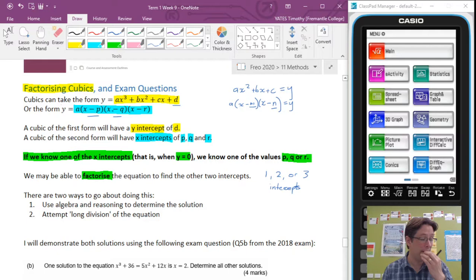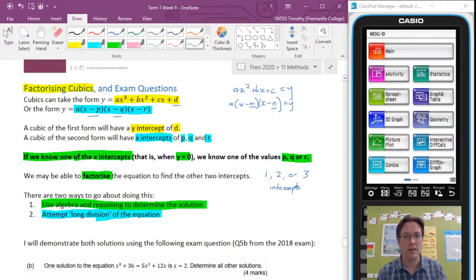So there are 2 ways to go about doing this. We can use algebra and reasoning to determine the solution, or we can attempt long division of the equation. Now, I am going to showcase both of these methods. You're welcome to use whichever one makes more sense to you. The algebra and reasoning method I quite like because it makes sense to me. The long division one works, but it's a fairly complex algorithm that is easy to make mistakes with, but some people like to use it. But I'll be showing both methods as we do it.